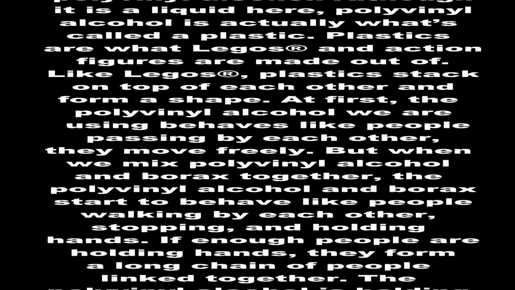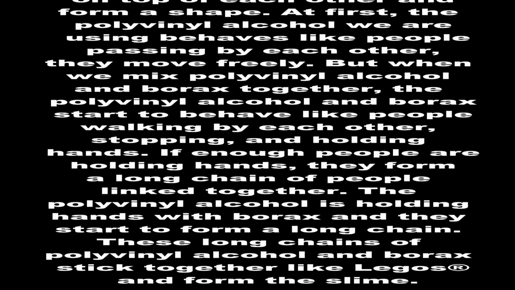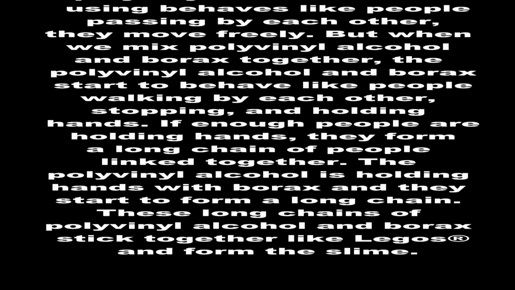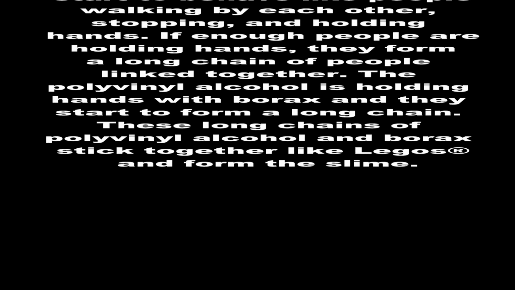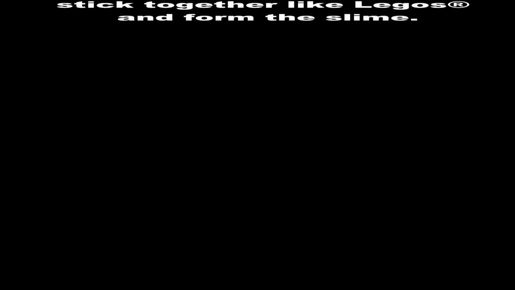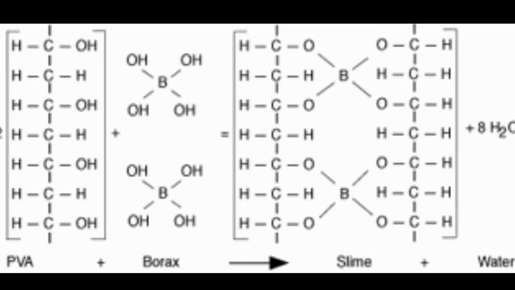At first, the polyvinyl alcohol we are using behaves like people passing by each other. They move freely. But when we mix polyvinyl alcohol and borax together, they start to behave like people walking by each other, stopping and holding hands. If enough people are holding hands, they form a long chain of people linked together. The polyvinyl alcohol is holding hands with borax and they start to form a long chain. These long chains of polyvinyl alcohol and borax stick together like Legos to form the slime.